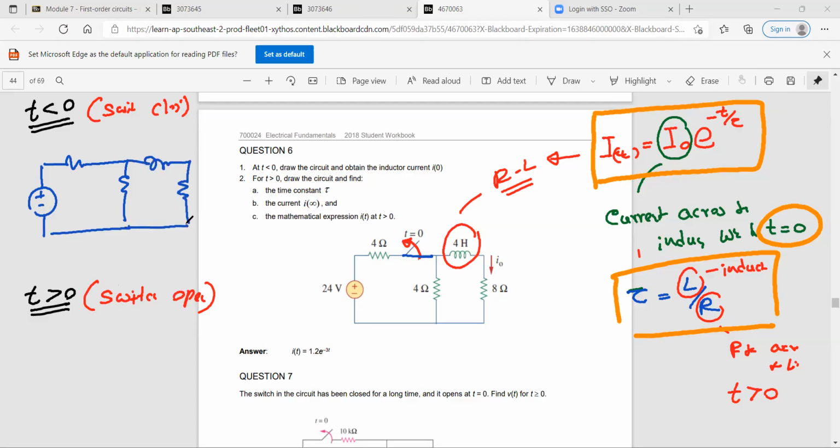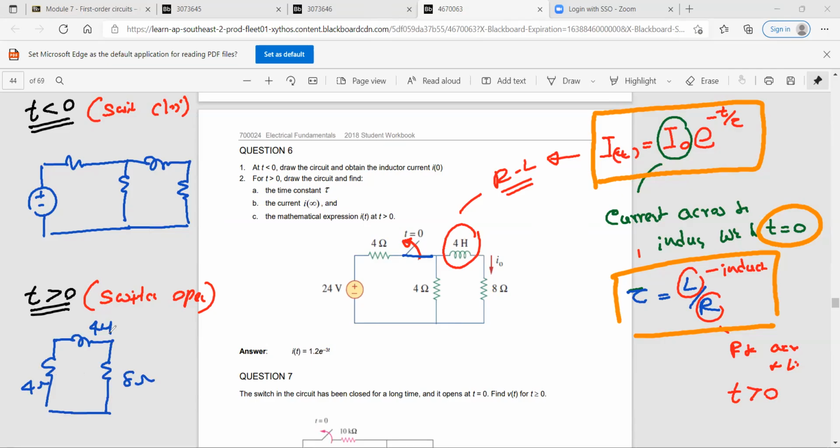Am I right? Is that right, guys? Do you have the same, guys? Yep. And then after 0, you'd have the 4 ohms and the 24 volts disconnected. That's right, like this. So these are the two circuits.